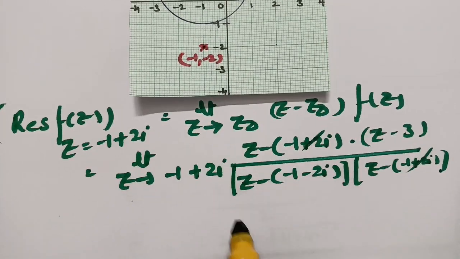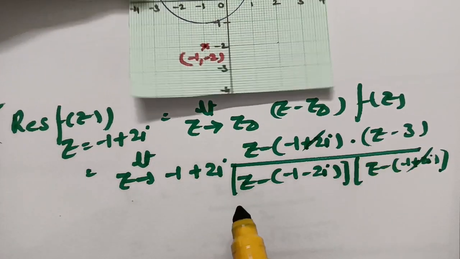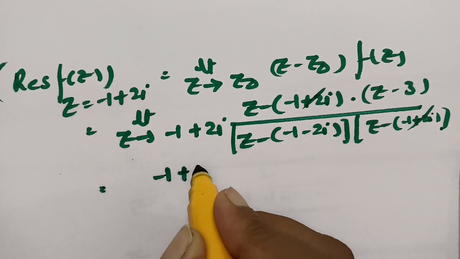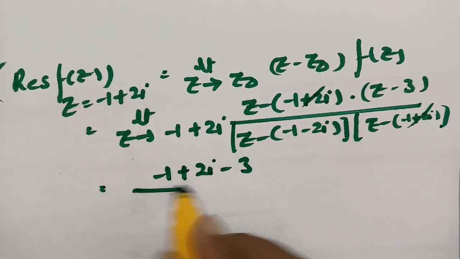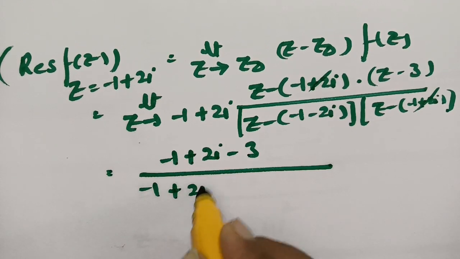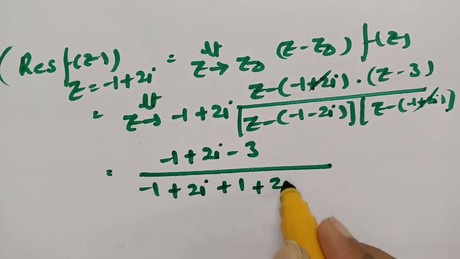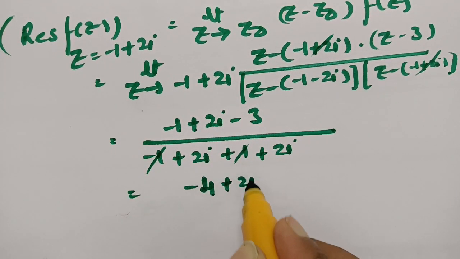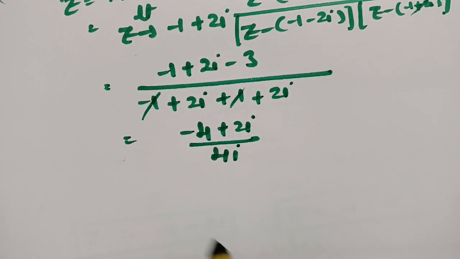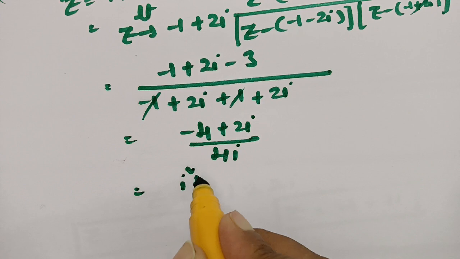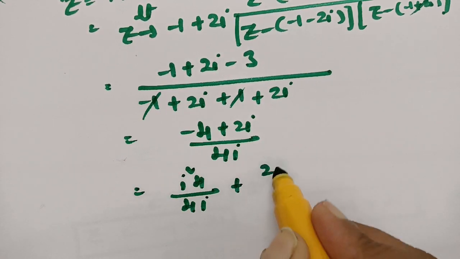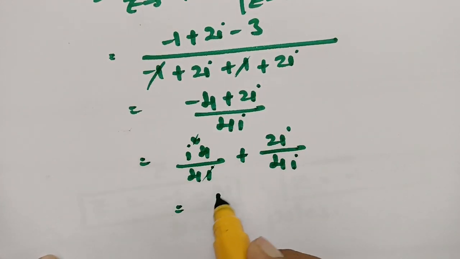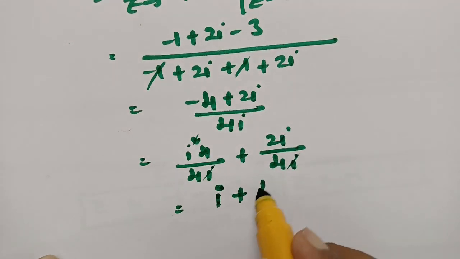I can cancel these two and substitute minus 1 plus 2i in the remaining one. In place of z I am writing minus 1 plus 2i. This is minus 1 plus 2i minus 3 by minus 1 plus 2i, minus of minus is plus 1 plus 2i. Now I can cancel plus 1 and minus 1, so this is minus 4 plus 2i by, in the denominator, 4i. So minus 4 by 4i is minus 1 by i, which can be written as i square by i, that is i, plus 2i by 4i, which is half.